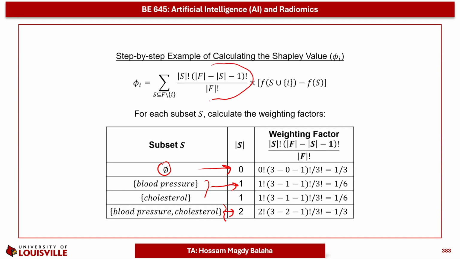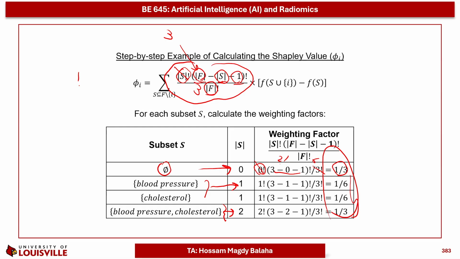Now substitute here. The size of F is 3, and here is 3 factorial, because the exclamation mark means factorial. So 3 factorial is 6, and the factorial of |S| in the first one will be 0 factorial. 3 minus 0 minus 1 will be 2, factorial will be 2, so 2 over 6 will be 1/3. The next one, substitute 1 factorial, 3 minus 1 minus 1 will be 1 factorial, over 3 factorial will be 1 over 6. Substitute in the rest, and we will get the weighting factor in each iteration.